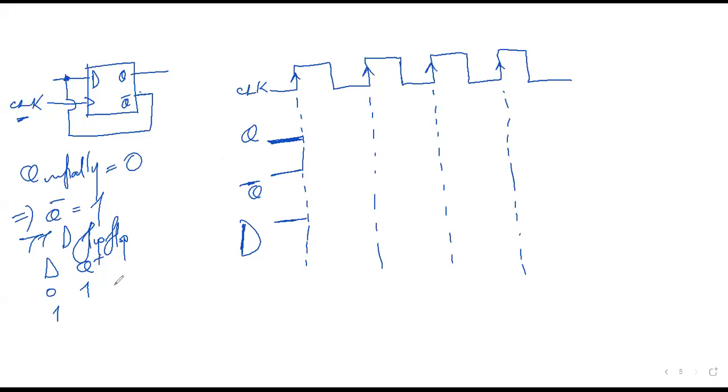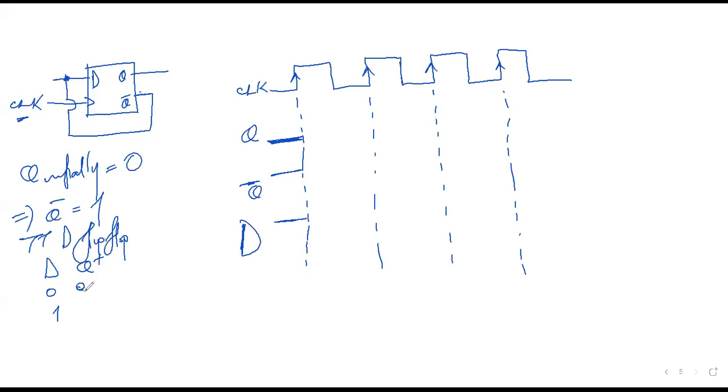And what's the name of this state? We have reset, set, memory, toggle. What's the name of this state? Toggle. Nope. With the D flip-flop, we don't have the toggle state, do we? Nope, we don't. With the D flip-flop, we have this state, the memory.